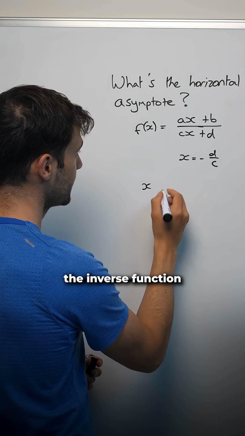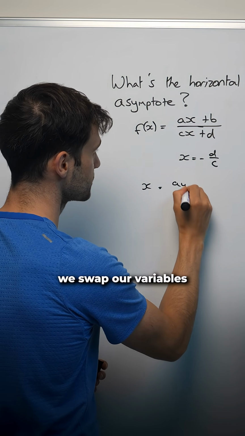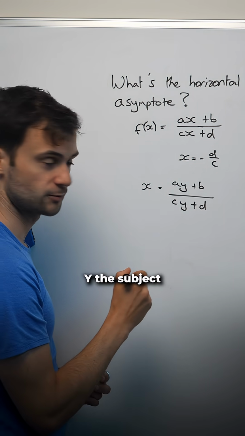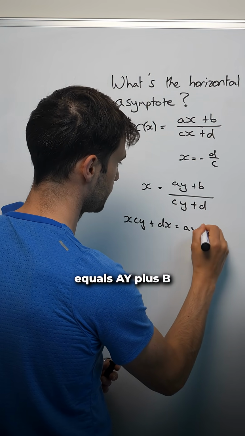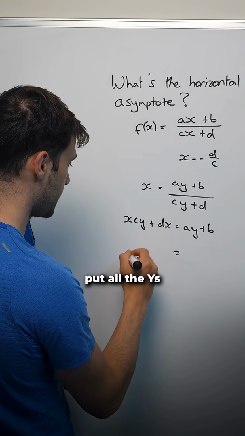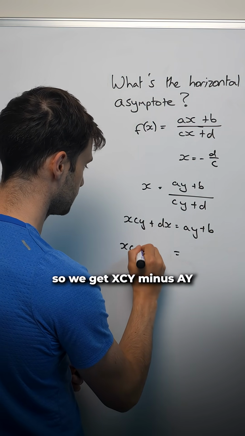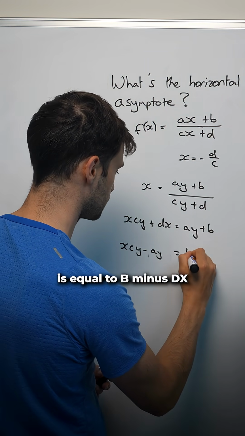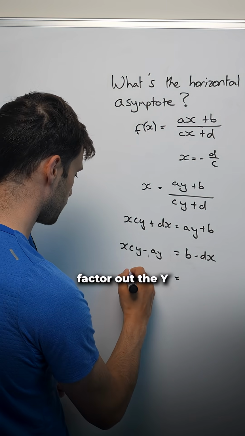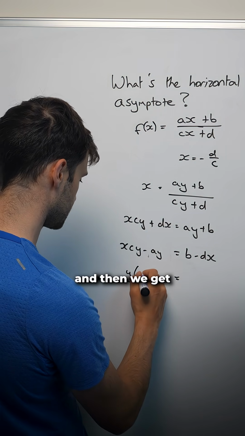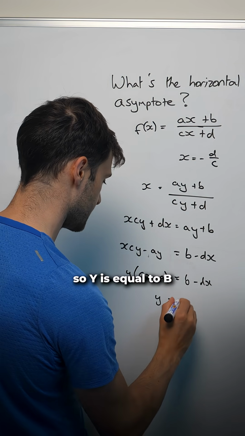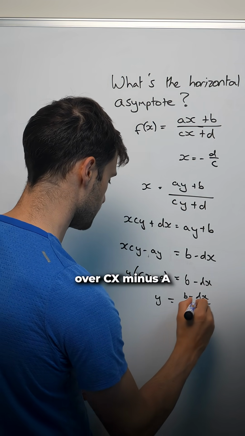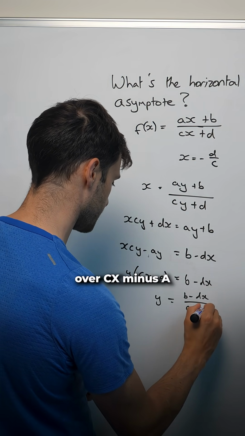So to find the inverse function, we swap our variables around, and now we want to make y the subject. So we get xcy plus dx equals ay plus b. And then we want to put all the y's on the same side. So we get xcy minus ay is equal to b minus dx. Factor out the y, so y, and then we get cx minus a is equal to b minus dx. So y is equal to b minus dx over cx minus a.